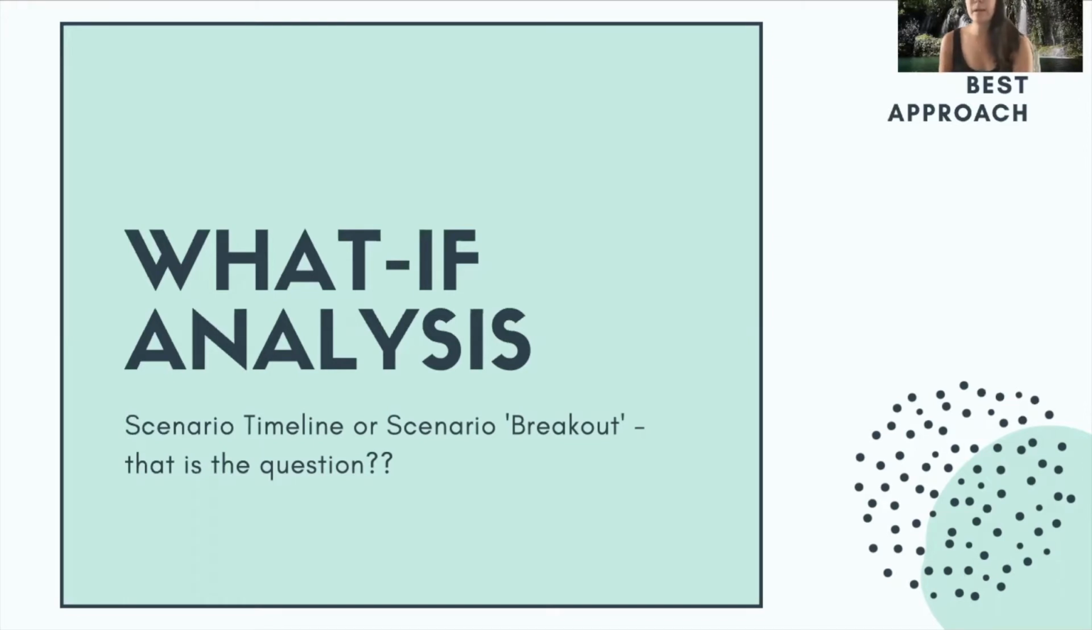We don't have a timeline of when we can expect that. So what we need to do is set our customers up for success when it does come out. And this is one of the conversations that came up in our last lunch and learn. We were talking about, should we go with the timeline approach or break out the scenarios so they're separate?